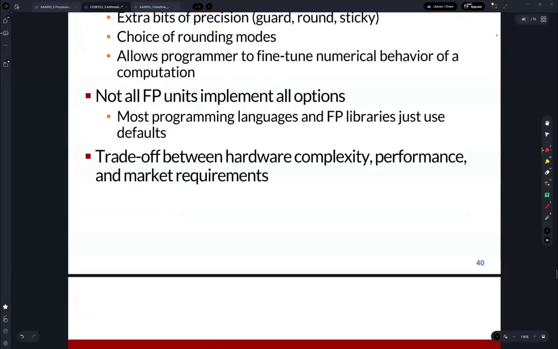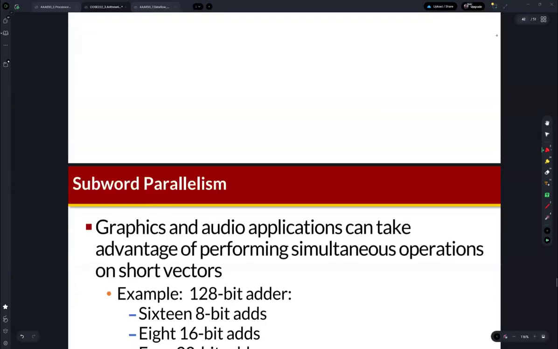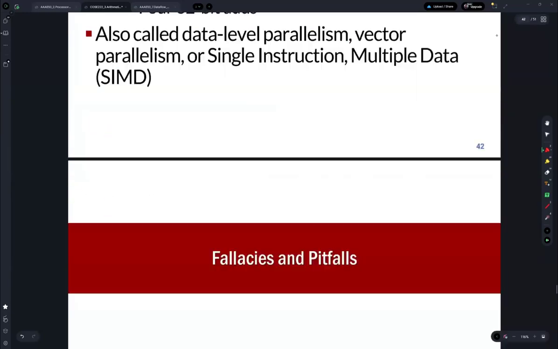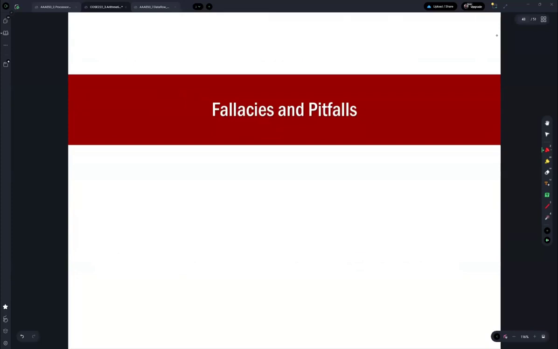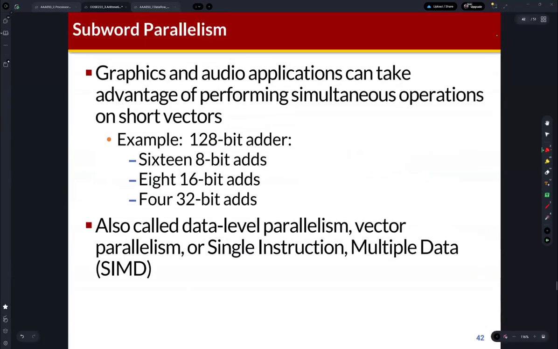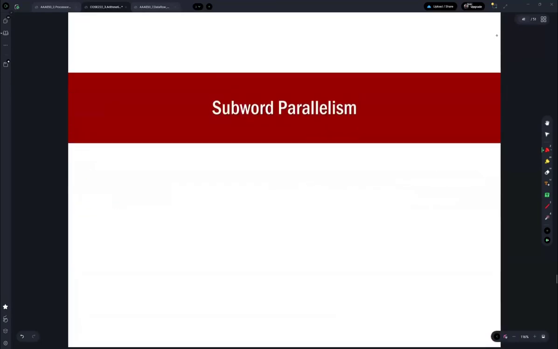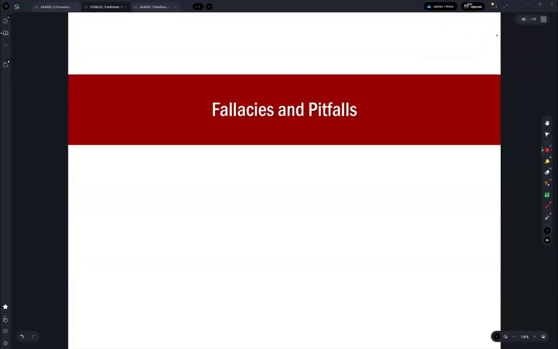Okay, so I will stop here. Actually, I covered most of chapter 3. Any questions?